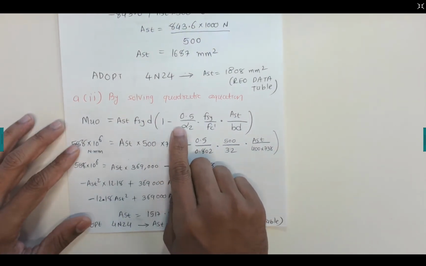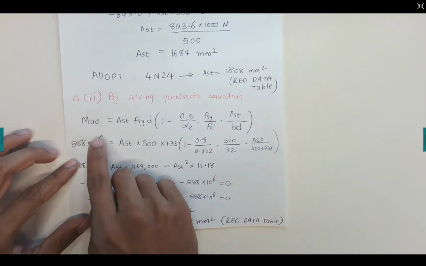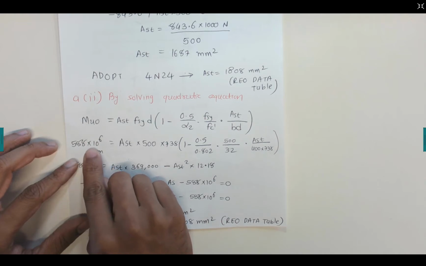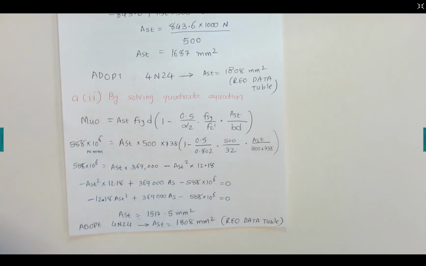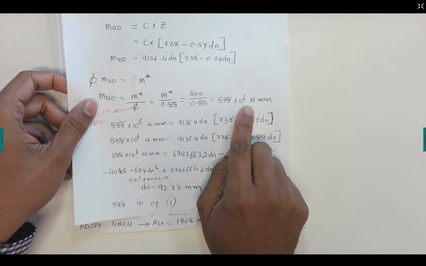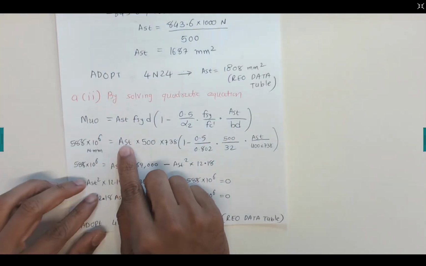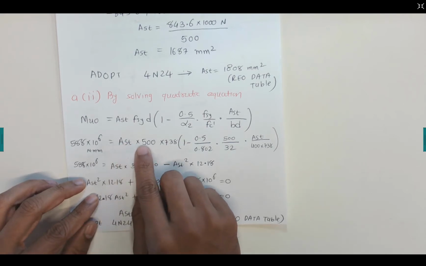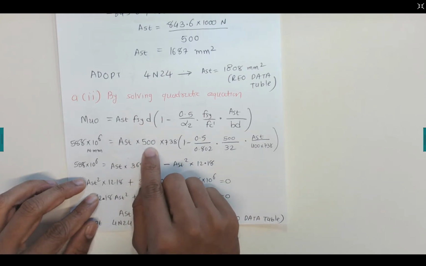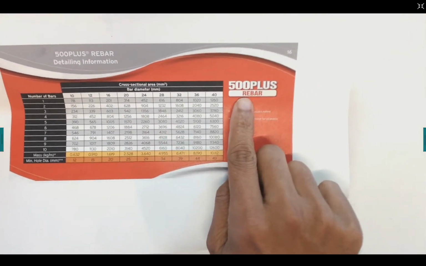So then (1 minus 0.5 alpha 2 Ast fsy over f'c b d) times Ast fsy d. We substitute MUO, 588 times 10 to the power 6. We calculated MUO in the previous video, where we calculated MUO from M star, which is 588 times 10 to the power 6. We need to calculate the tensile reinforcement, where fsy is 500 megapascals. As you know, we are using N24 bar, so it has 500 megapascals.